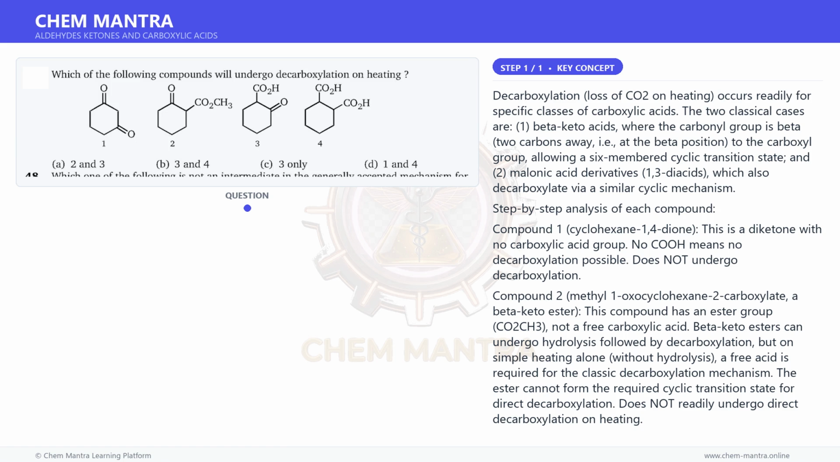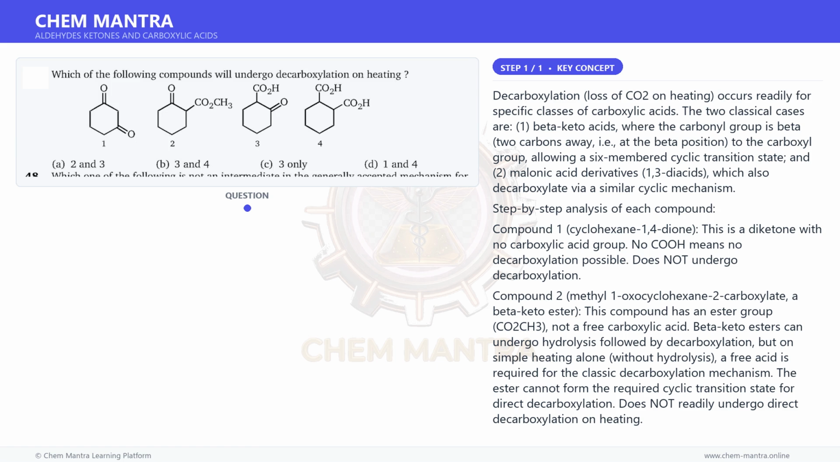This compound has an ester group, CO2CH3, not a free carboxylic acid. Beta-keto esters can undergo hydrolysis followed by decarboxylation, but on simple heating alone, without hydrolysis, a free acid is required for the classic decarboxylation mechanism. The ester cannot form the required cyclic transition state for direct decarboxylation. Does not readily undergo direct decarboxylation on heating.